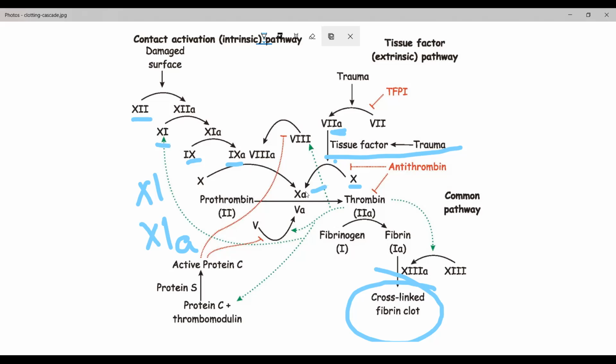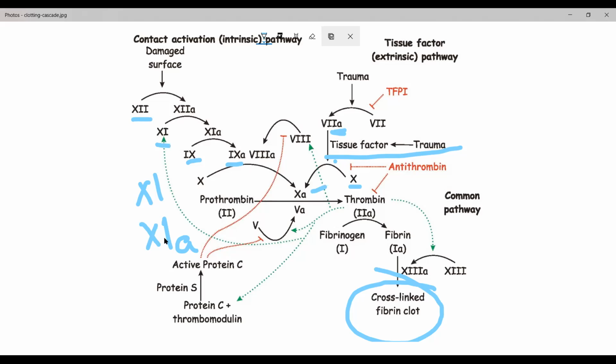The function of 10A as well as 5A, 5 is being converted into 5A. Prothrombin will get converted into thrombin. Okay, the inactive form gets converted into active. 2 will get converted into 2A, that is prothrombin is 2. Okay, 2A will help in breaking down fibrinogen.